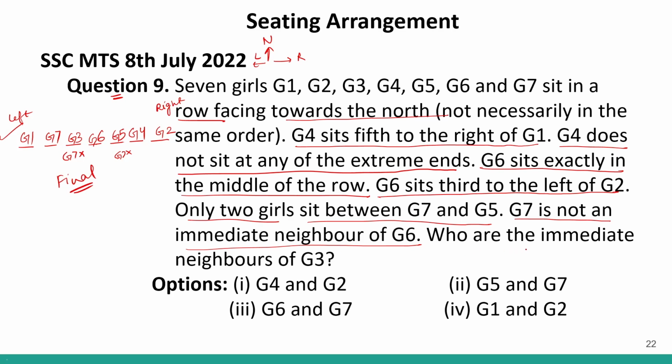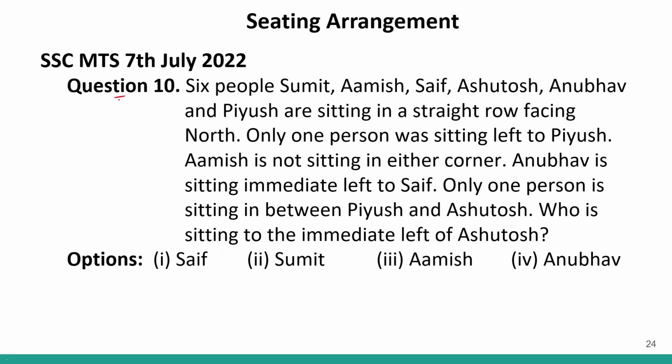The question asks, who are the immediate neighbors of G3? So G3 is over here. Immediate neighbors are G7 and G6. And G7 and G6 are given in option number 3. Therefore, my correct answer will be option number 3, G6 and G7. Clear? Okay.